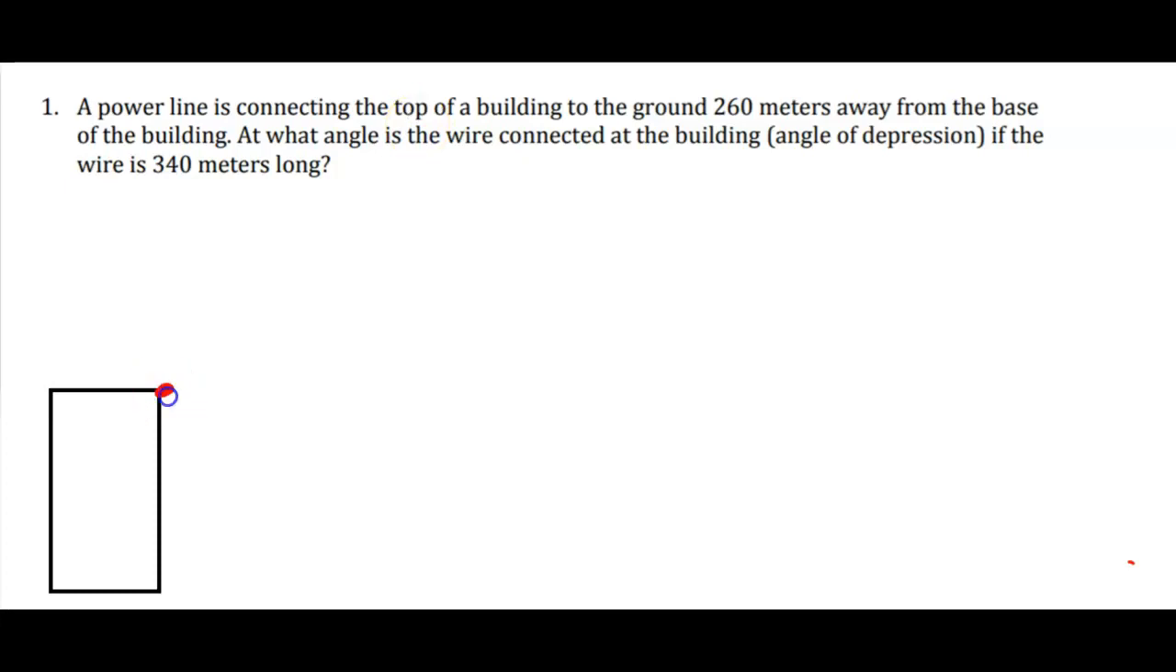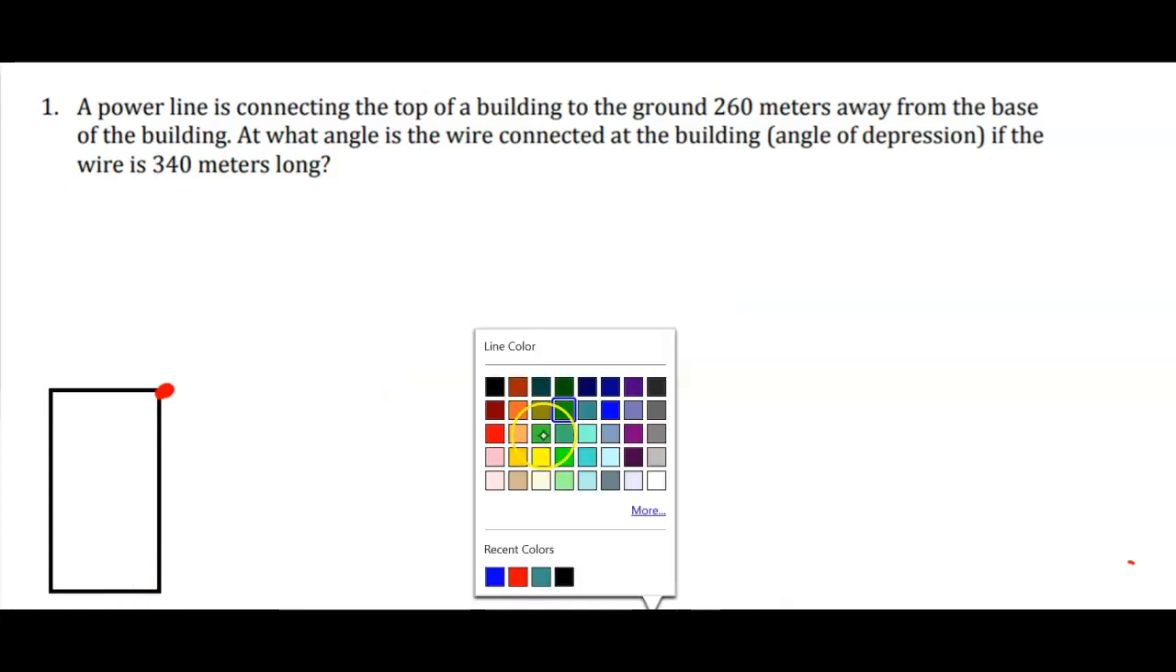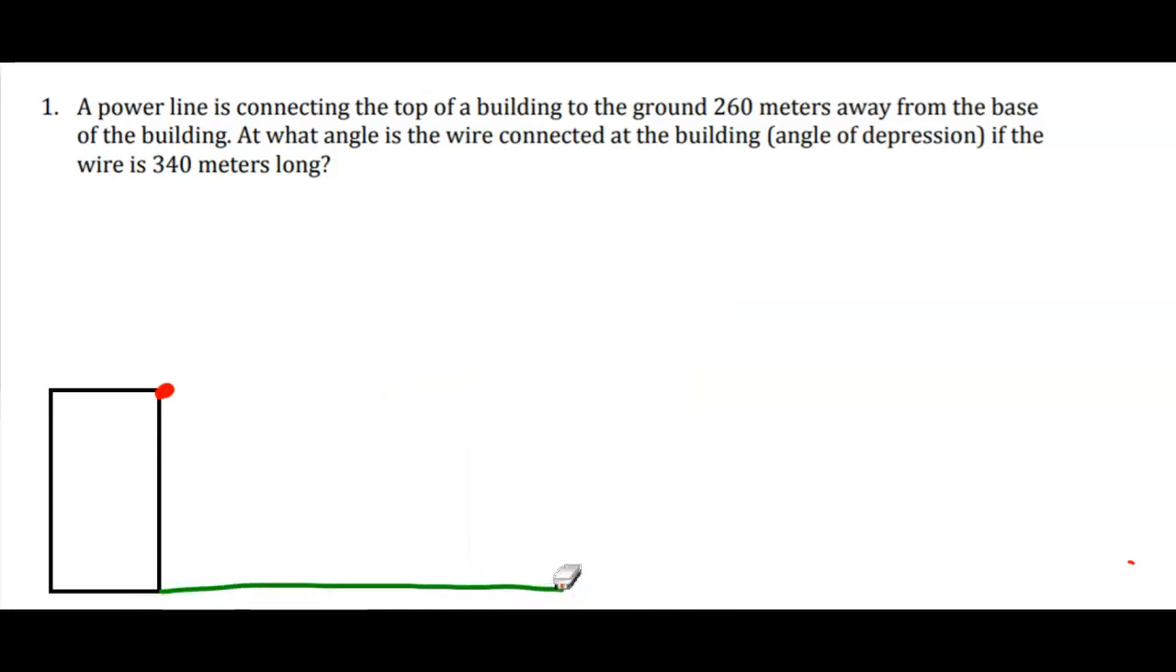So here's the top of the building, to the ground. Here's my ground level here. I'm not very good at drawing, so I'm going to use these tools to help me out. Here's my ground, and my power line is connected to the ground somewhere 260 meters away from the base of the building. So the base of the building is here, and the power line is connected here. So my 260 meters is going to be right here, because this is the base of the building and this is where the power line is connected to the ground.